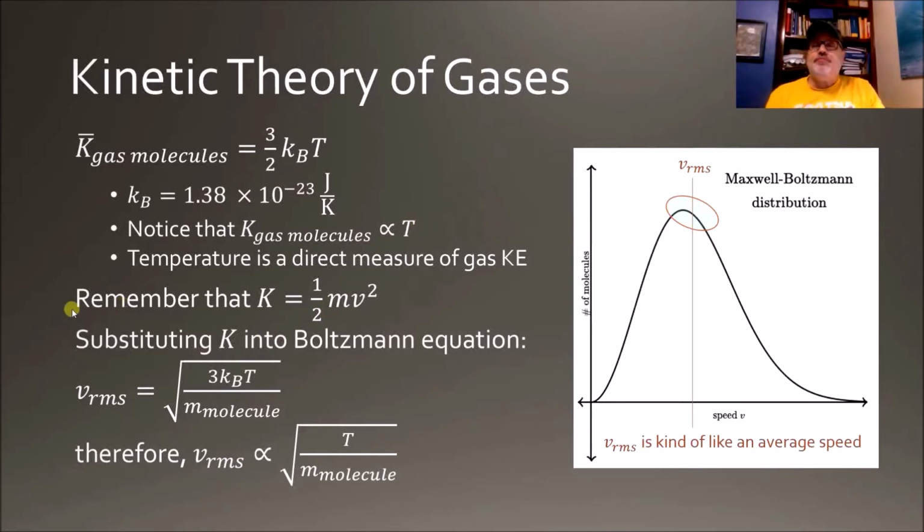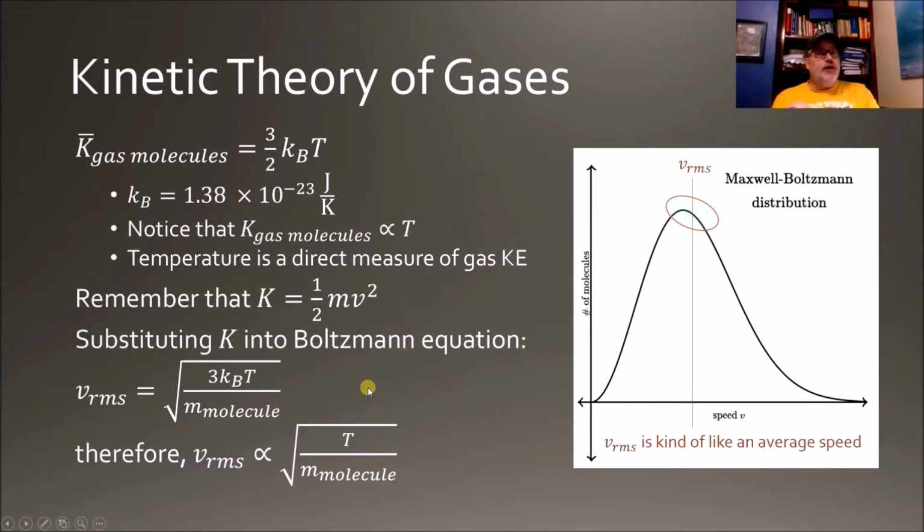Now remember that kinetic energy equals 1/2 mv squared. So if we take this and plug it into our equation up here and rearrange it for v, we end up with this thing called vRMS equals the square root of 3 kBT over the mass of the molecules in the gas. But notice, again, we have a couple of constants in this equation, and that means that the RMS velocity is proportional to the square root of the temperature divided by the mass of the molecules.